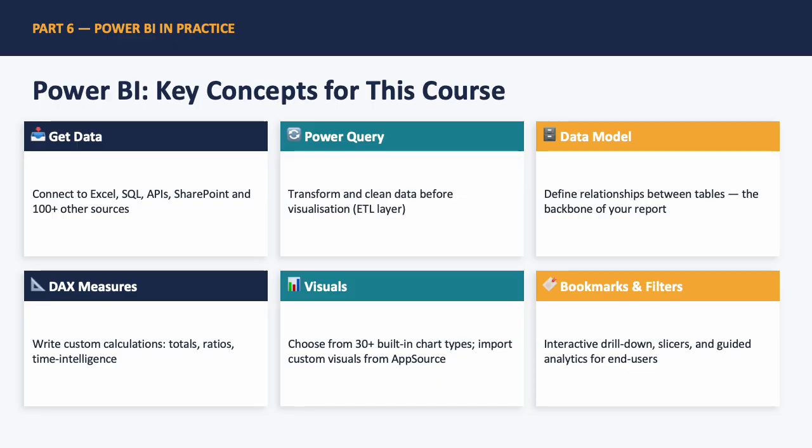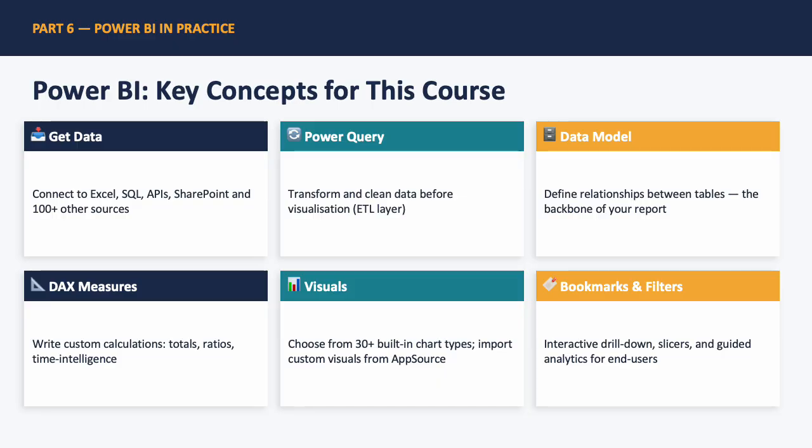Now, after learning the conceptual framework, let's briefly orient ourselves in Power BI, which is the tool we use to apply these principles in our practical sessions. Power BI is structured around 6 core concepts. The first is get data. Power BI can connect to over 100 data sources, including Excel files, SQL databases, REST APIs, SharePoint lists, and cloud services. This is where the data journey begins.